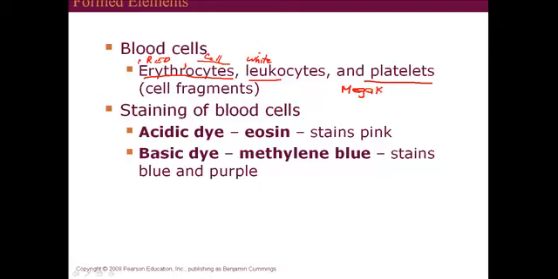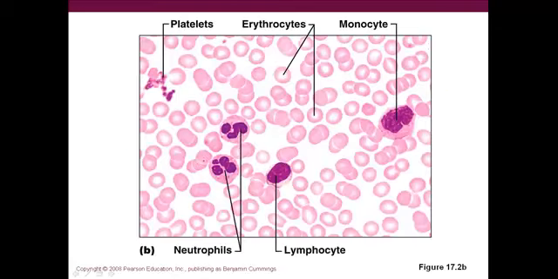Your blood makes these megakaryocytes. These will break up, and then they're called platelets. So we stain blood cells. We stain them, the white cells, to see which type they are. So different white blood cells will accept different types of dye. So we have an acidic dye, which is red, and a basic dye, which is blue. So they look kind of blue and purple.